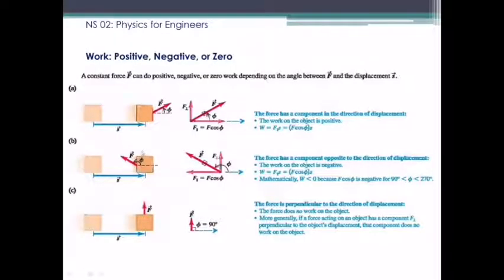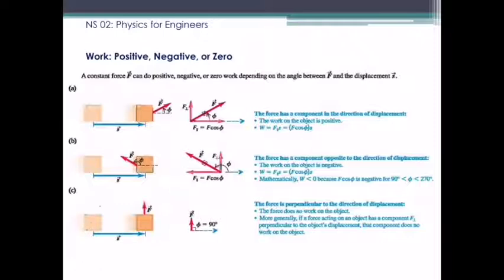Next, we have work, positive, negative, or zero. So when do we say that work is positive, work is negative, and when do we say that the work is zero? So a constant force F can do positive, negative, or zero work depending on the angle between F and the displacement S. So it depends on the angle.